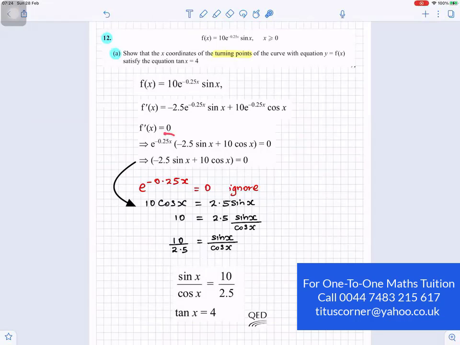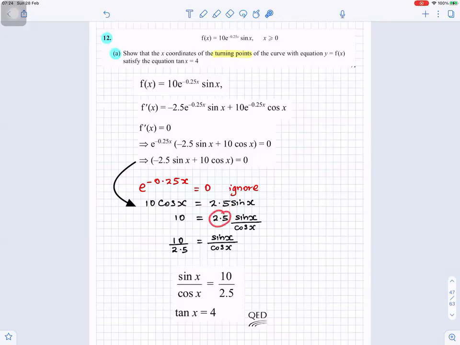So either e to the minus 0.25 x is equal to 0, which you would ignore because that's not possible, or this expression is equal to 0. And that means 10 cos x is equal to 2.5 sine x. We want to take cos x to the right side, so we divide by cos x. And then you take 2.5 to the left, and you divide by 2.5 on the left.